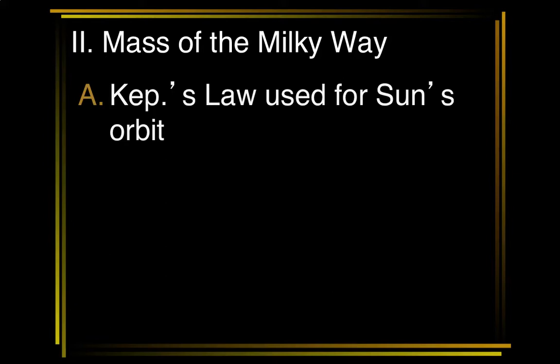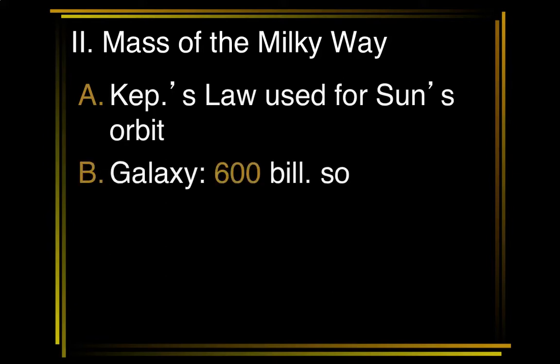You basically need to know two things. You need to know how far a star or some object is away from the center of the galaxy, and you need to know how fast it's moving. And then you can easily calculate the mass that's slinging it around. And based on that physics, we know that our Milky Way galaxy has a mass of 600 billion solar masses, 600 billion times the mass of our sun.